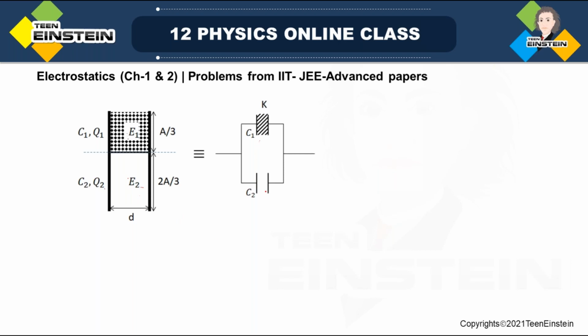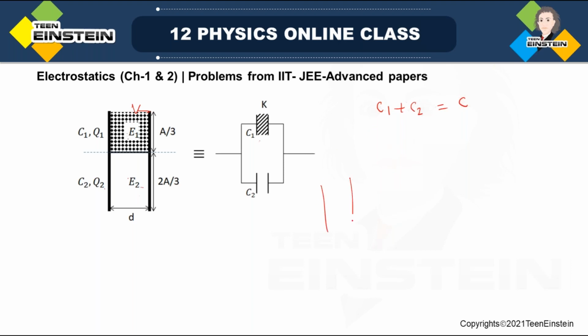They are in parallel combination. So what can we say? We can say C1 plus C2 is the total capacitance C. Now what is C1? C1 is actually the capacitance of this particular portion, which is a dielectric slab of dielectric constant K.